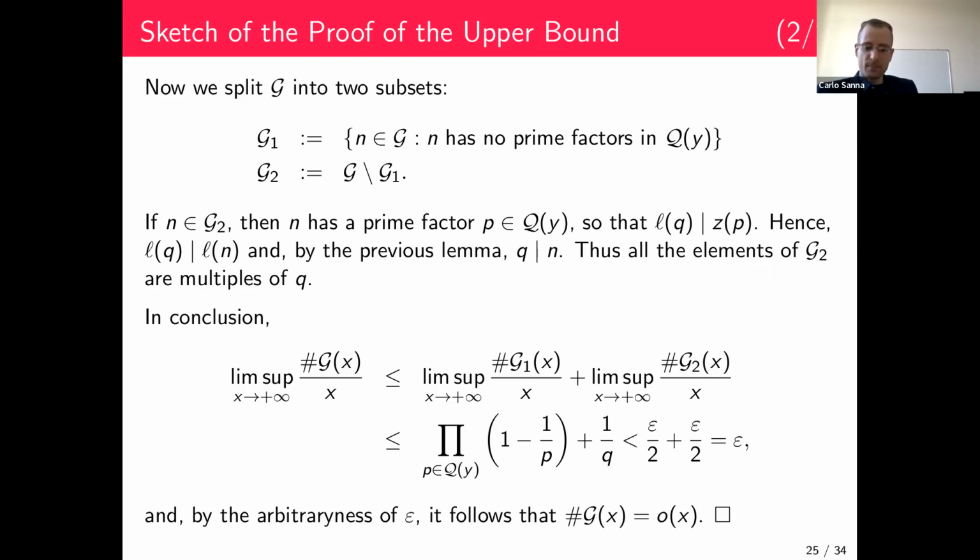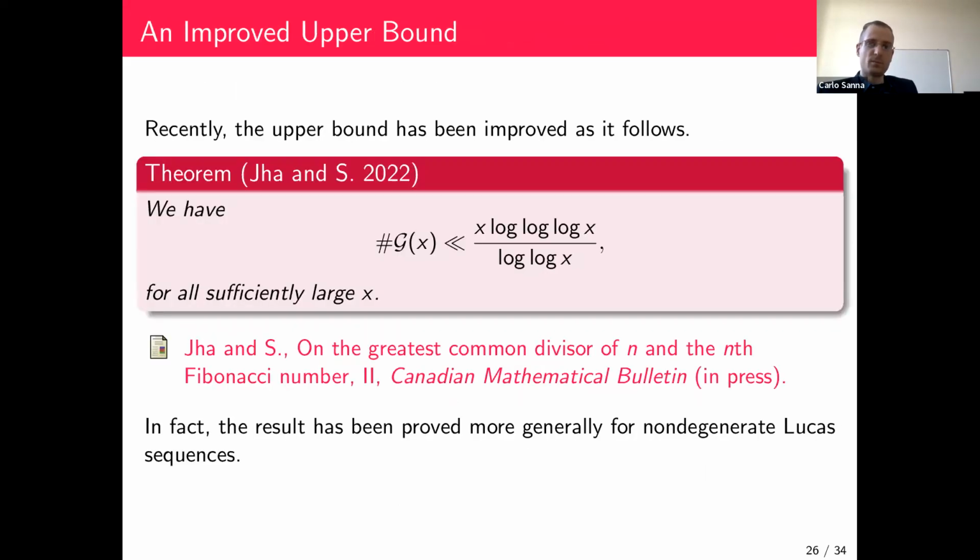All right. So the upper bound was, in fact, improved recently by Ja and I. We showed that not only the counting function of G is a little o of x, but it is less than x log log x over log x. This is not a big improvement, but it is still an improvement. And in fact, we proved this more generally for non-degenerate Lucas sequences.